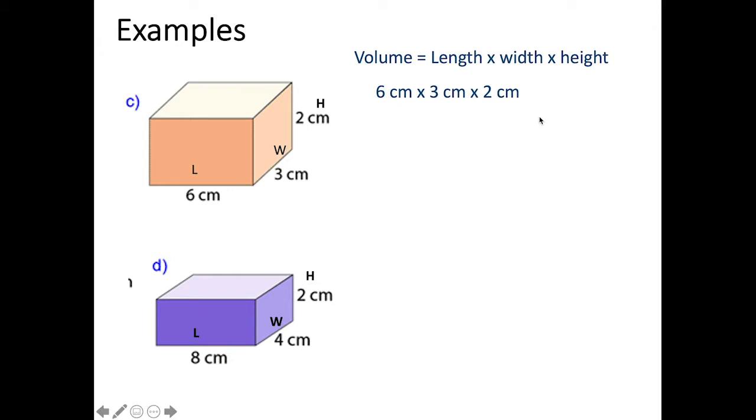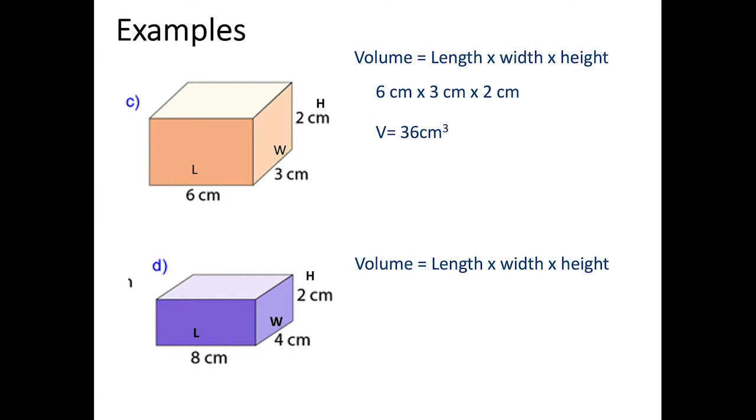So I'd take these numbers and multiply them. So 2 times 3 is 6, 6 times 6 we know is 36. Don't hesitate to use your calculator though, there's absolutely no shame in that. So volume equals 36 centimeters cubed. How did I get the cubed? I've got 3 centimeters here, that's why it's cubed.